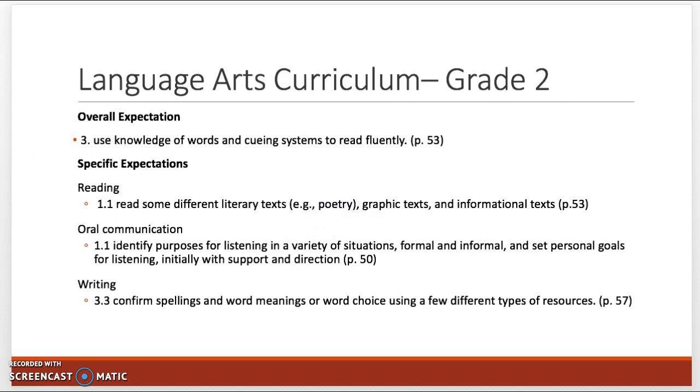Oral communication, 1.1, identify purposes for listening in a variety of situations, formal and informal, and set personal goals for listening, initially with support and direction. And writing, 3.3, confirm spellings and word meanings or word choice using a few different types of resources.